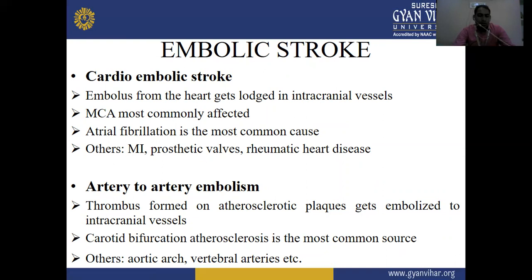Atrial fibrillation is the most common cause, an irregular, often rapid heart rate that commonly causes poor blood flow. And next are other causes: myocardial infarction, prosthetic valves, and rheumatic heart disease. Myocardial infarction is a blockage of blood flow to the heart muscle, in which the blood vessels are completely blocked.